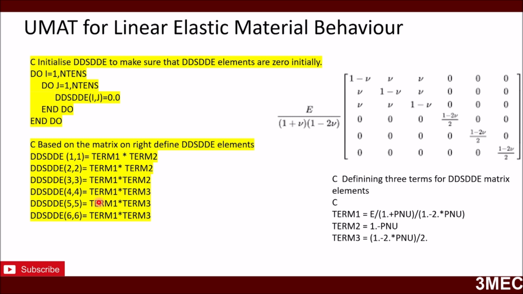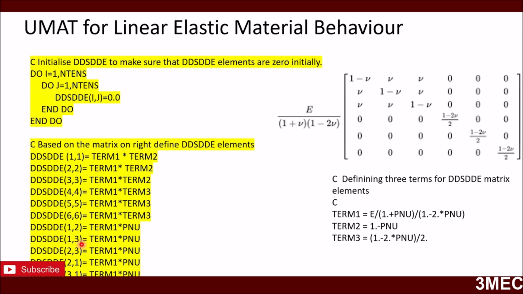I'm just computing only the non-zero ones because I have made the rest of these things 0 here, and then I do the same for the rest of the off-diagonal terms. So it will be nu times this, so term 1 times nu, and so on. These are all term 1 times nu. So I have 1 2 3 4 5 6 additional values here. This way I have computed the DDSDDE, which is based on the linear elastic tensor.